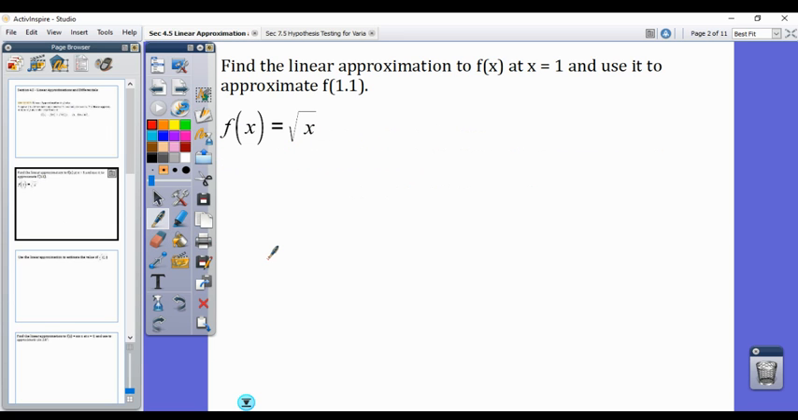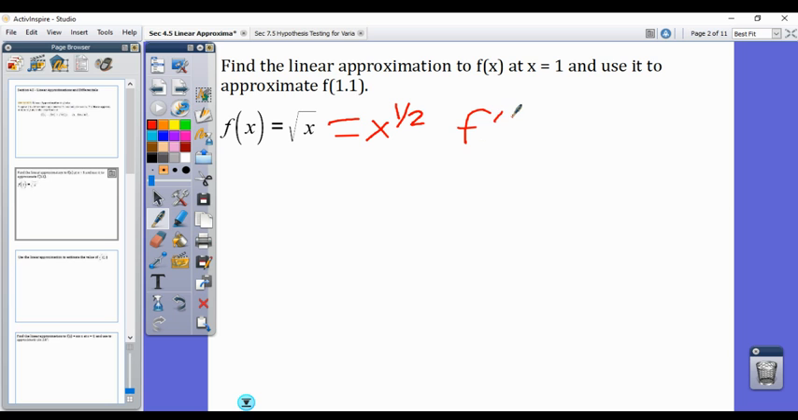Here we want to perform a linear approximation to the function f of x when x equals 1, and we're going to use that to approximate the value of f at 1.1. So our function is f of x is the square root of x. What I like to do is rewrite that as x to the 1/2, because it's just a little bit easier for me personally to take the derivative.